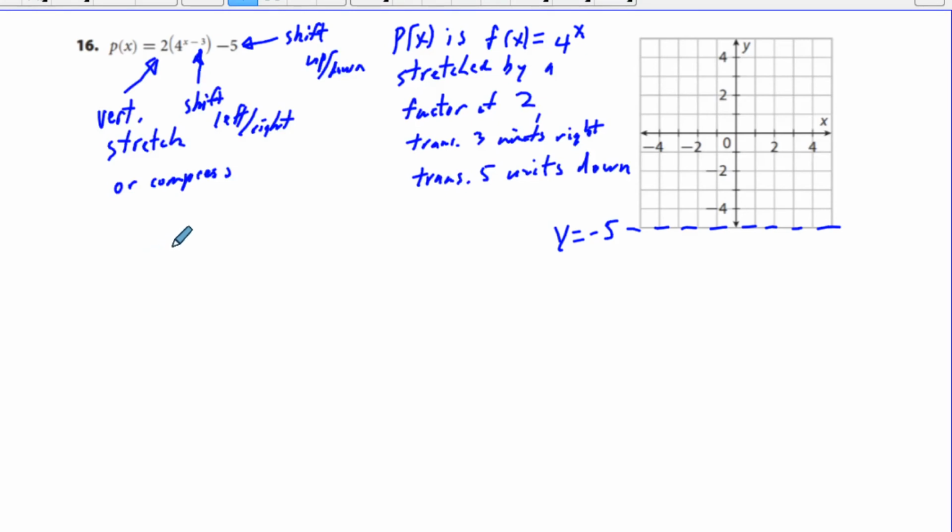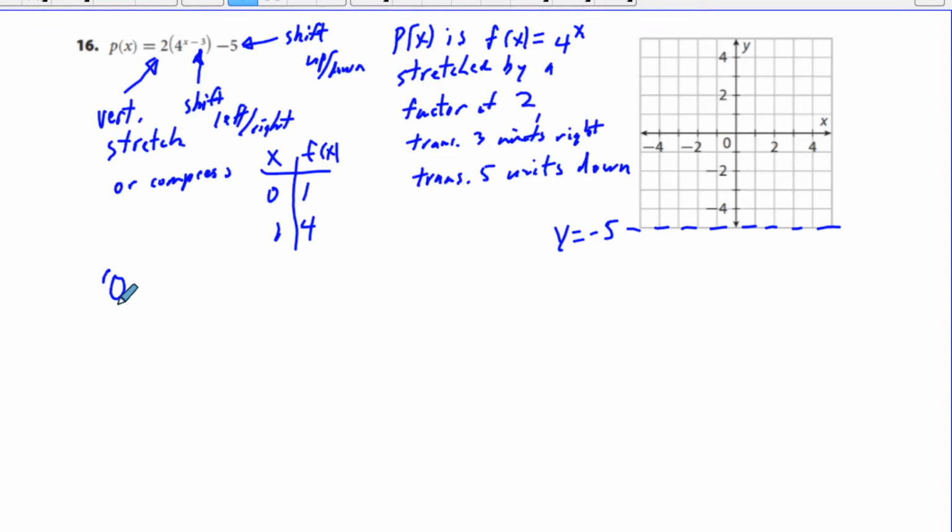And we're going to take the values, the reference points. To get our reference points, we're going to put in x, f of x. We're going to put in 0 and 1. Well, if we put in 0 to 4 to the x, we get 1. And if we put in 1, 4 to the 1 power is 4. So these are the points we need to transform.